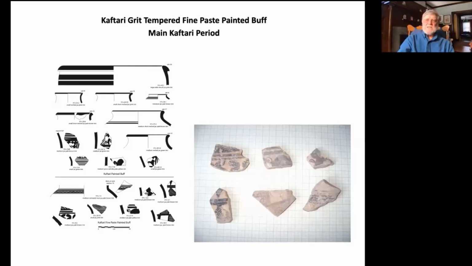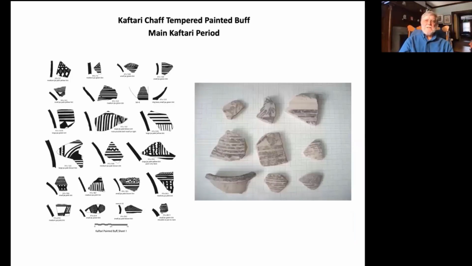Okay, so the next slide is chaff-tempered painted buff. This is main Kaftari. This is the diagnostic stuff that we find on the surface of a site, and you can immediately identify it as Kaftari. The chaff temper helps you distinguish it from particularly Bakun pottery that might have small sherds of it, might be confused because of their design elements.